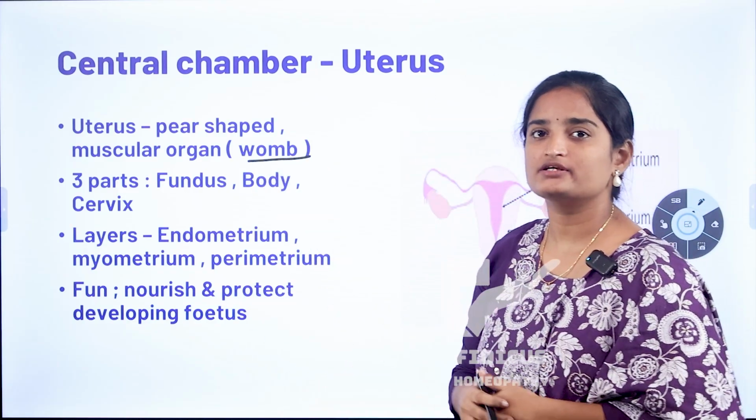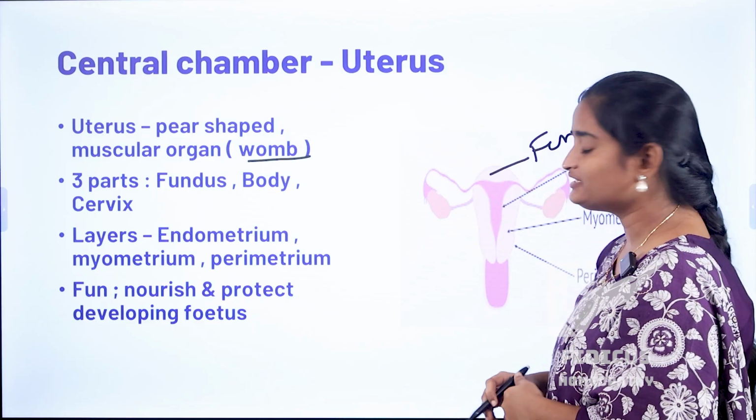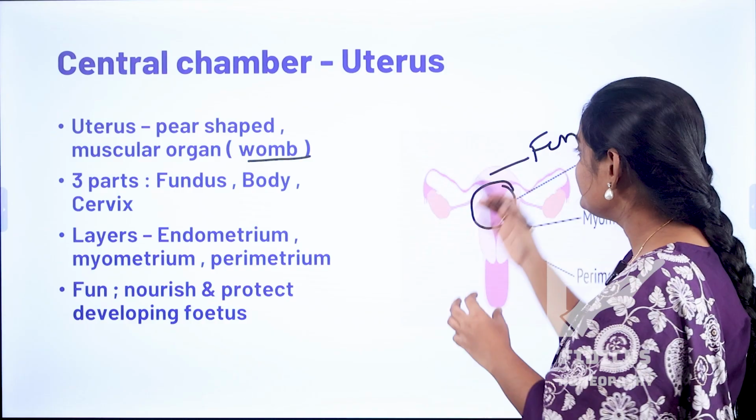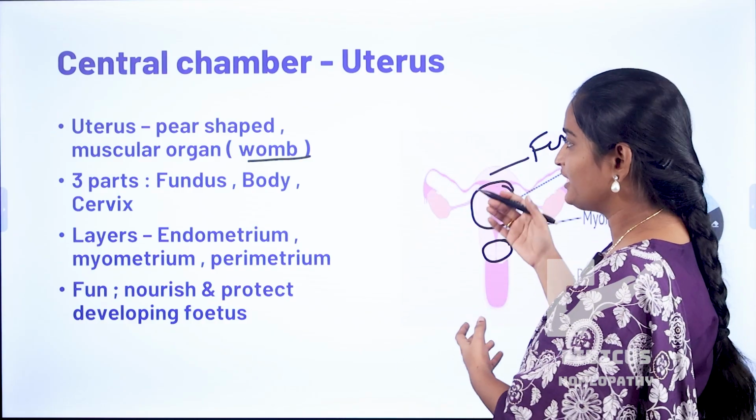The uterus has three parts. This is the fundus, the upper part of the uterus. This is the main central part of the uterus, called the body of the uterus. And the narrow lower end is called the cervix. It is the neck of the uterus. This is about the parts of the uterus.